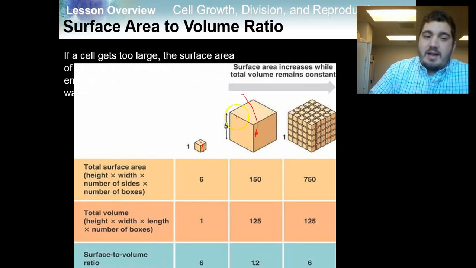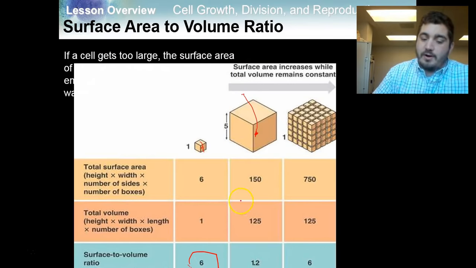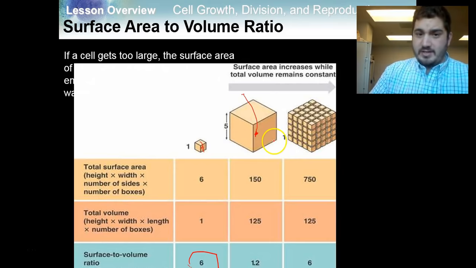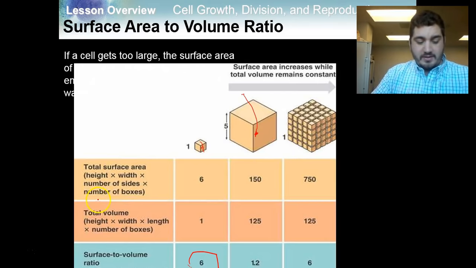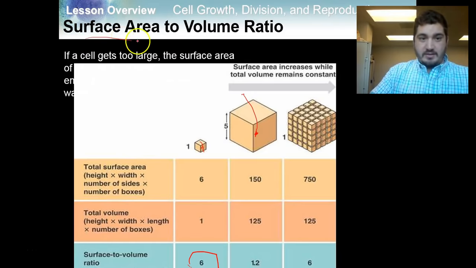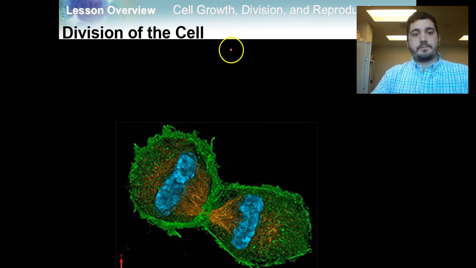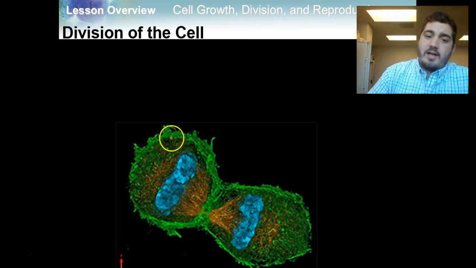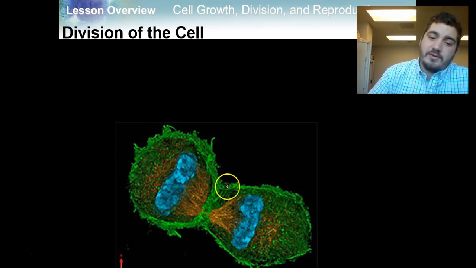Okay, and again, this goes back to the surface area to volume ratio. In the end, we want a high surface area to volume ratio. Okay, we want a lot of surface area to volume so that we can get stuff into a cell. We'll talk more about this, but just know that exchanging materials comes back to the surface area to volume ratio. All right, so let's talk about the division of the cell. So right here we have a picture of a cell actually dividing, going through mitosis, right?